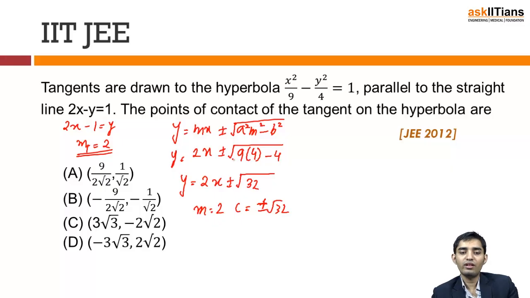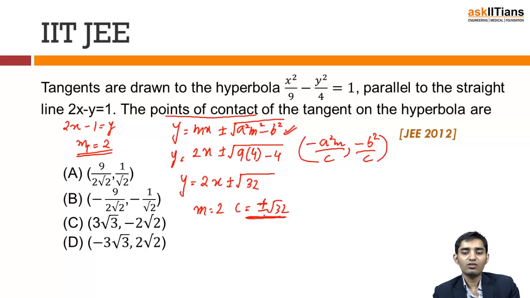Okay. And what we have to find out? We have to find out the point of contacts of the tangents on the hyperbola. So if this is the equation of tangent in slope form, what are the point of contacts? You can remember this also. Point of contacts are a square m by c and minus b square by c. Now there are two values of c, right? Plus and minus.